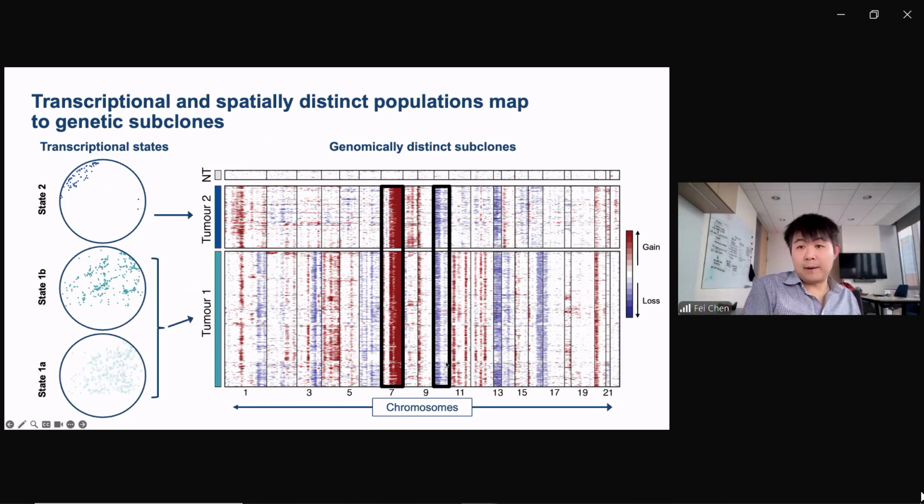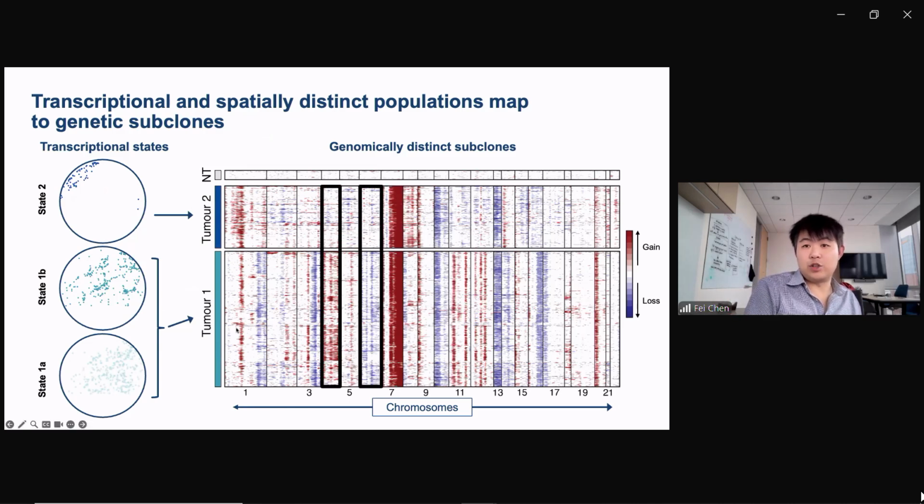This suggests a common ancestral clone, but then there are some unique changes that reveal these two genetic subclones. Tumor 1, showing additional transcriptional heterogeneity, has this loss in chromosome 6. It looks like from the data this is a subsequent clonal branch from state 2.